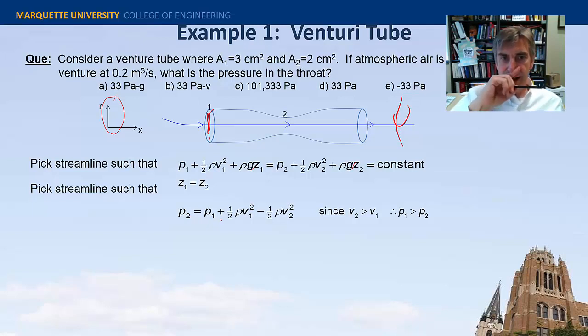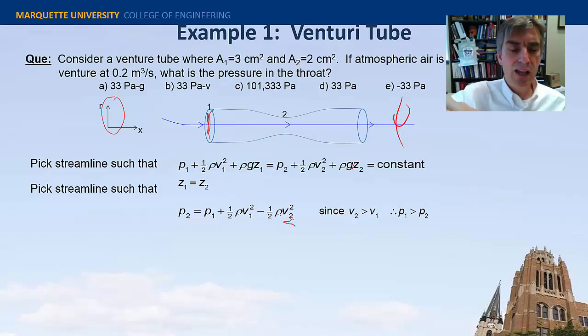Well, I could calculate the velocity at 1, but I don't know the velocity at 2 here. So I'm going to need another equation. I have two unknowns. I know the pressure at 1 is atmospheric pressure.